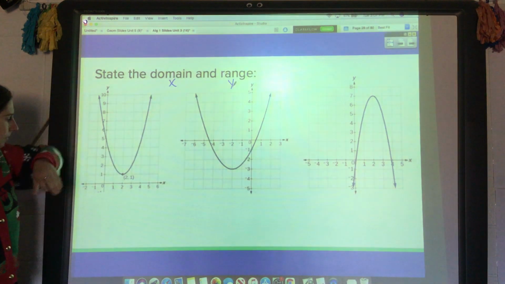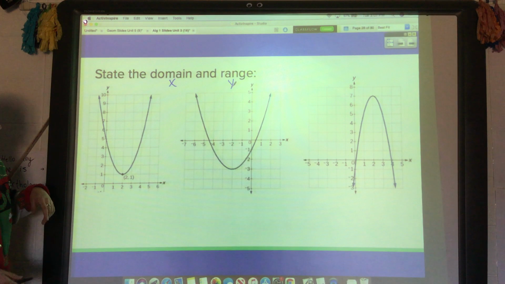It goes on forever. At this time, you may dismiss your car riders. Car riders at this time.